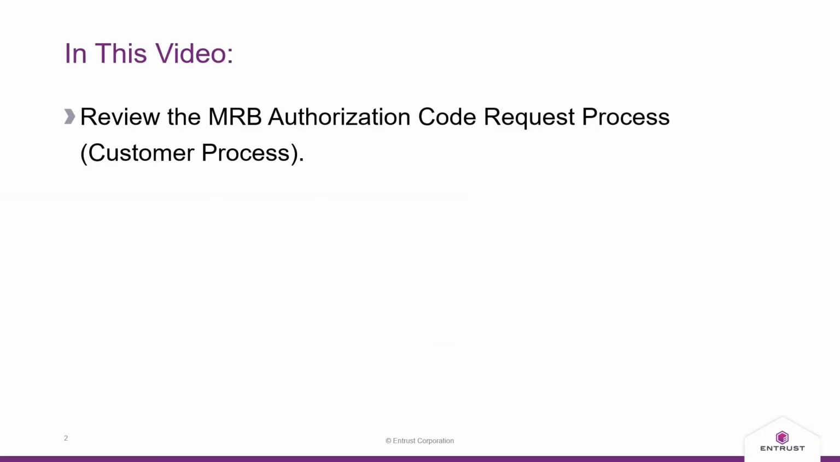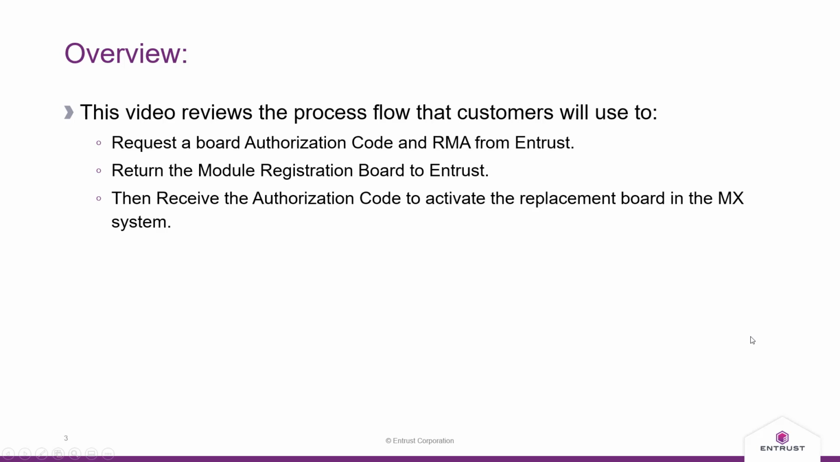Topics covered in this video include a review of the module registration board replacement process that Entrust customers use to return defective module registration boards. This video reviews the process flow that customers will use to request a board authorization code and RMA from Entrust, return the module registration board to Entrust, then receive the authorization code to activate the replacement board in the MX system.